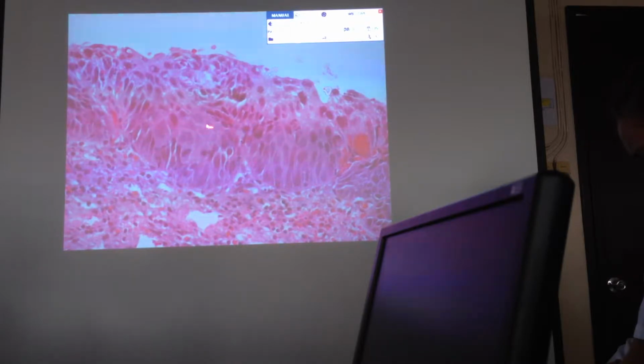So if it's limited up to the lower 1/3 of the epithelium, it would fall under CIN1. If the atypical cells would be seen on the lower 2/3, it would be labeled as CIN2. And if it involves the entire layer of the epithelium, then it would be labeled as CIN3.